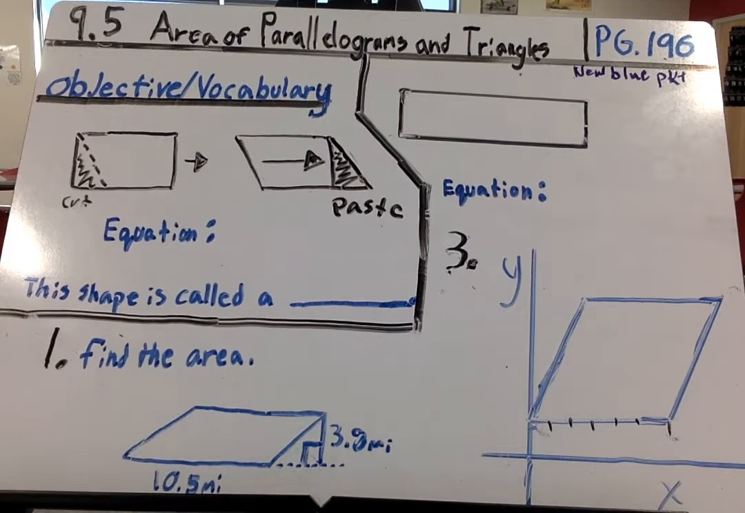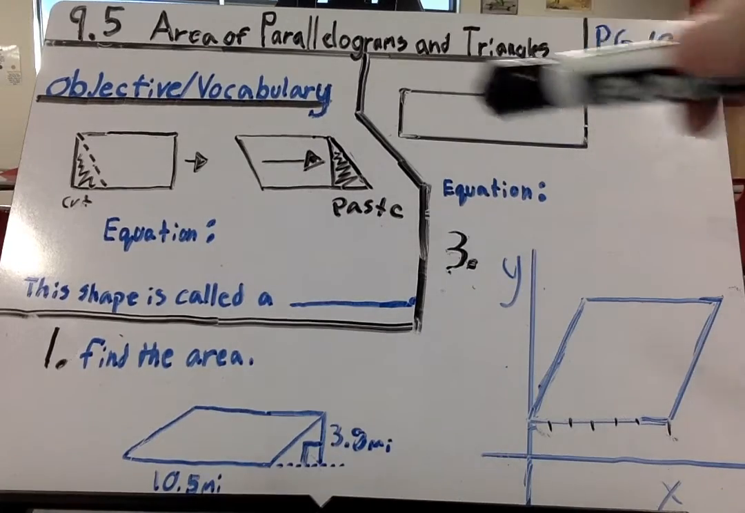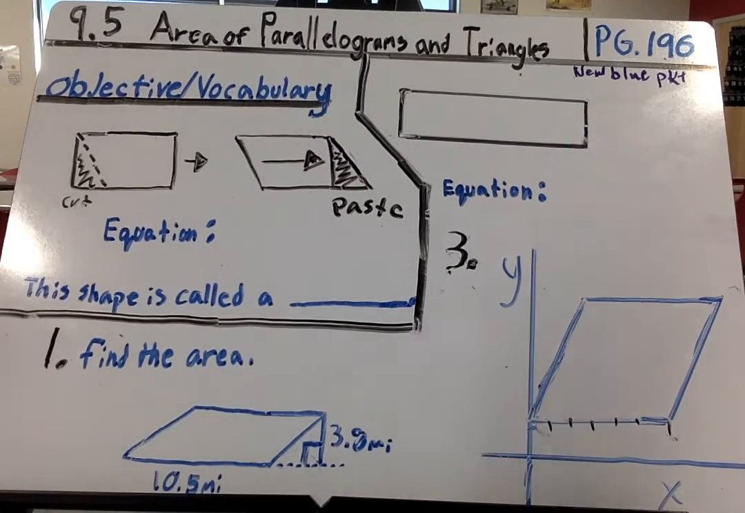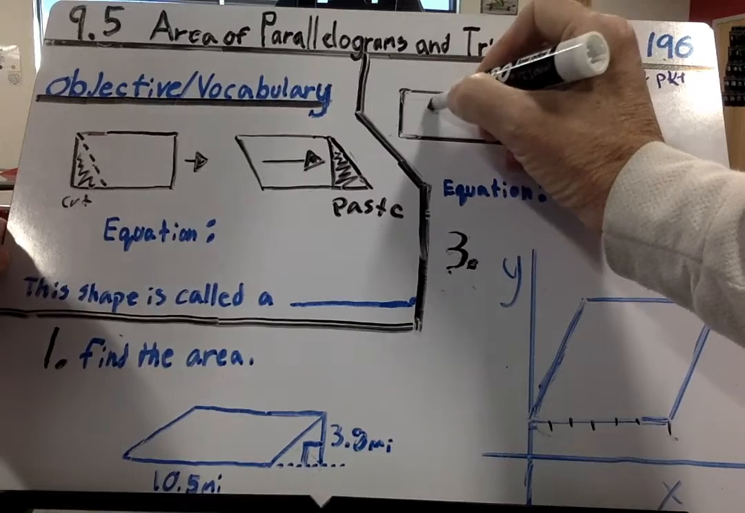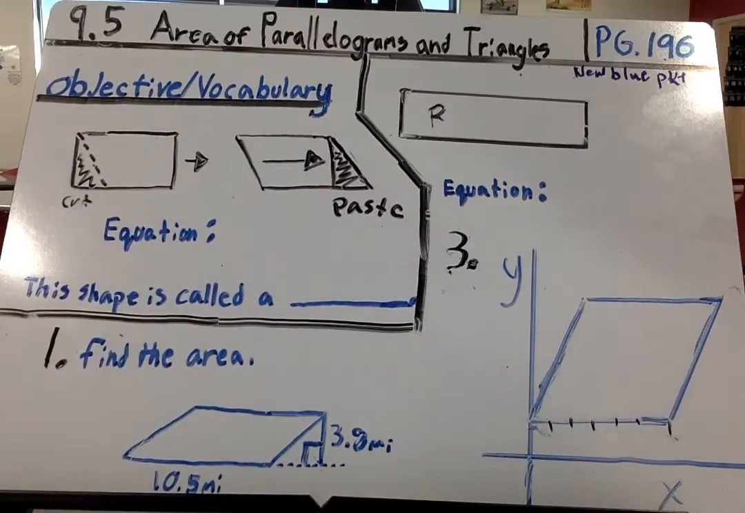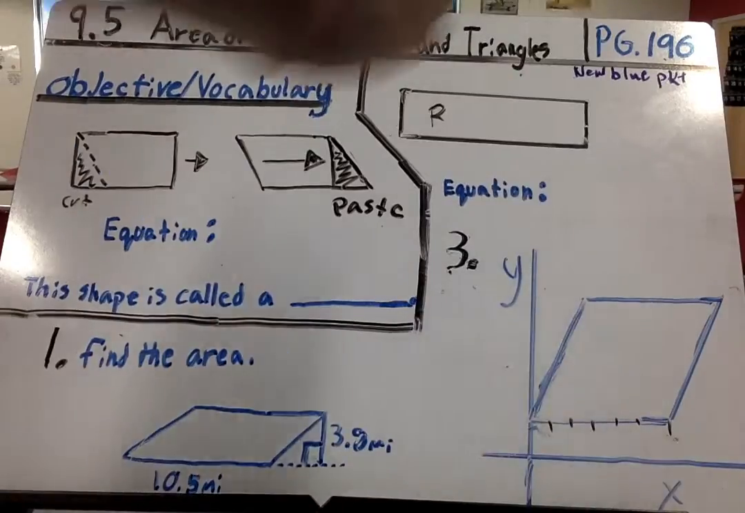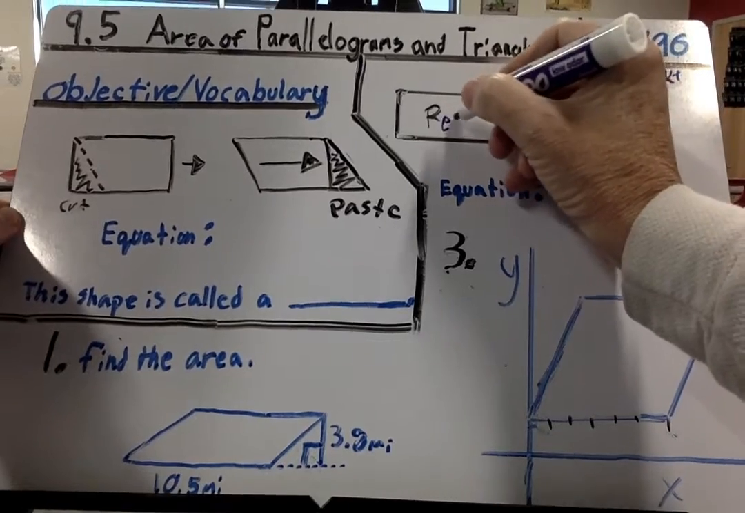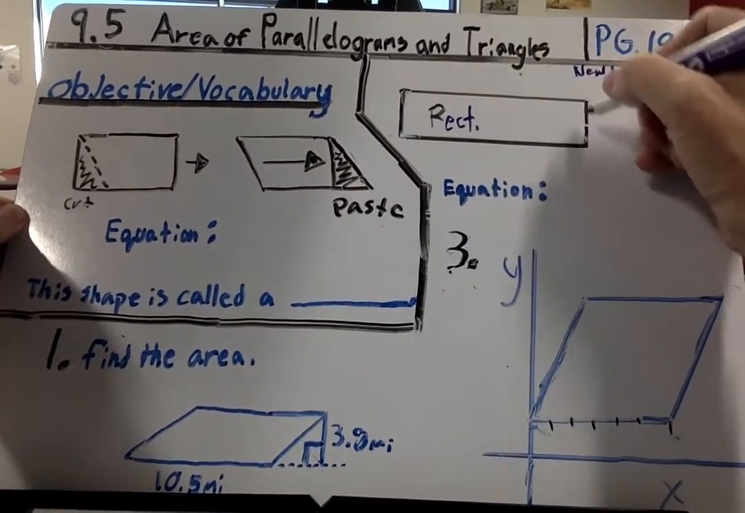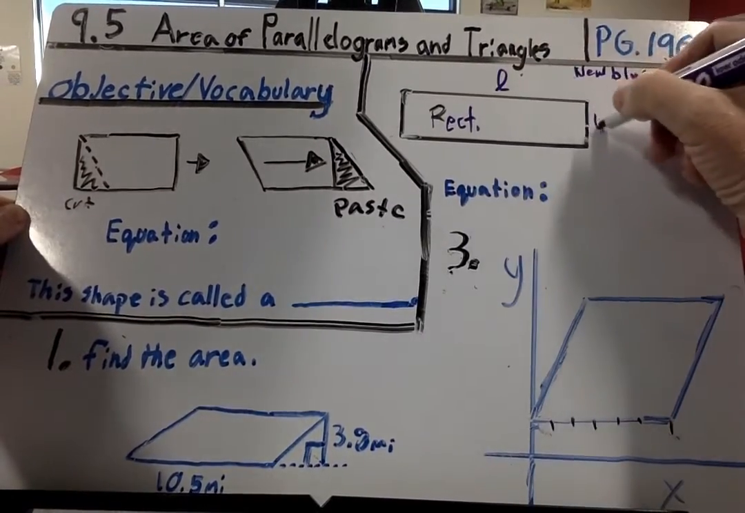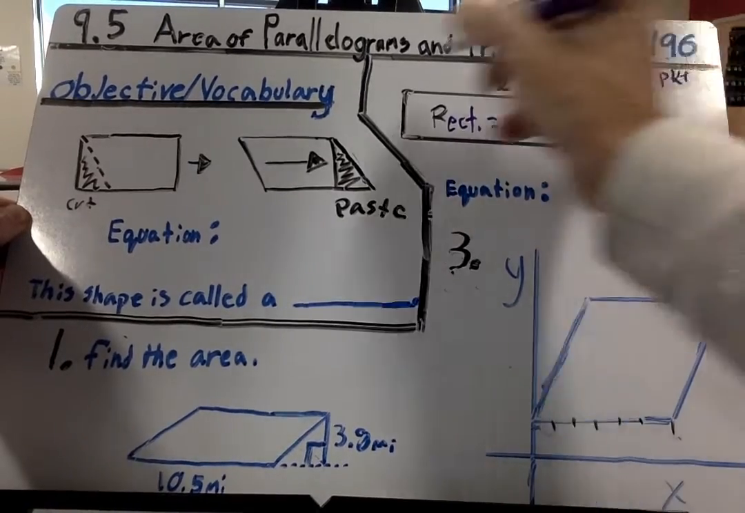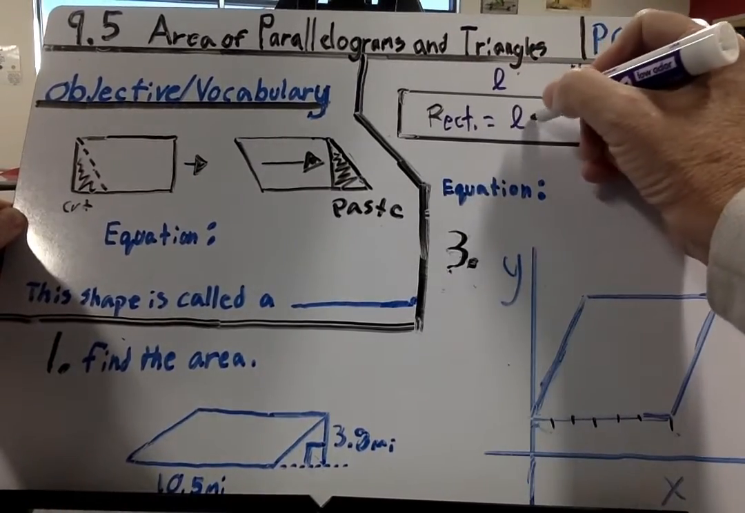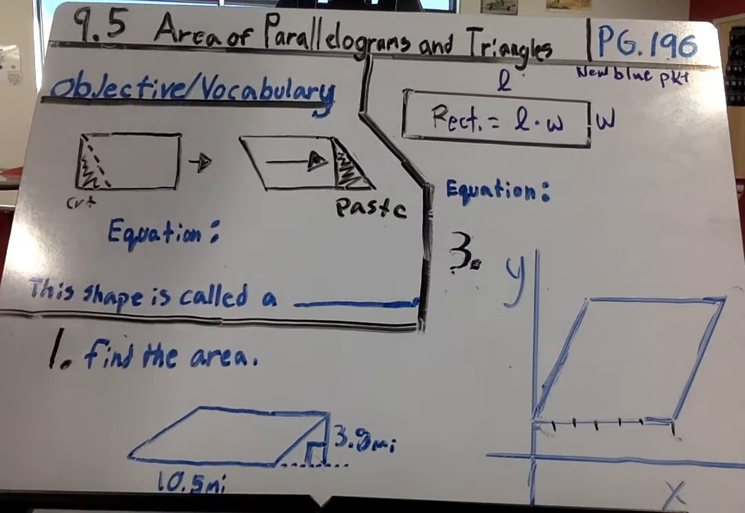Our first question, how do you find the area of this shape? So that's this one. How do we find the area of that? Well, first of all, it's a rectangle. Actually, let me do that in a different color. And for rectangles, we have a length here and a width here. Our formula for the area inside is length times width.